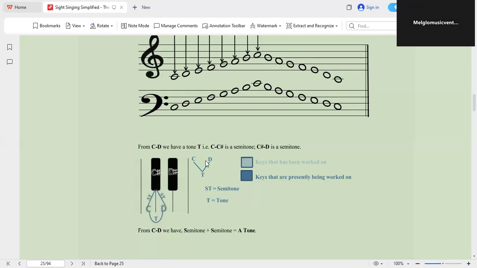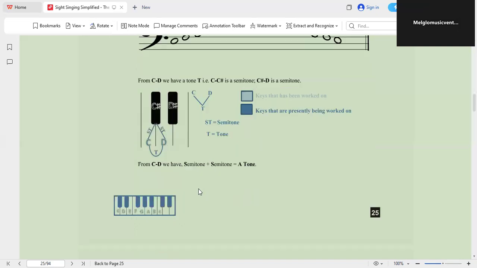And that is what we have here. From C to D is a tone. C to C sharp, semitone. C sharp to D, semitone. So semitone plus semitone equals a tone. And that corresponds to the first tone that we need between the keys. So that is for C to D.